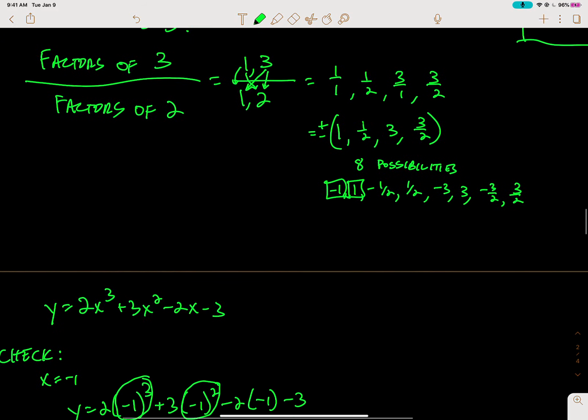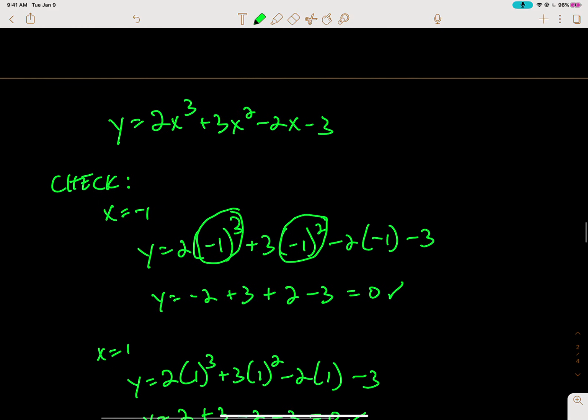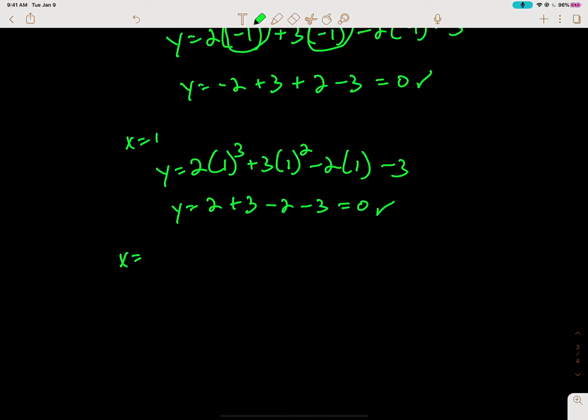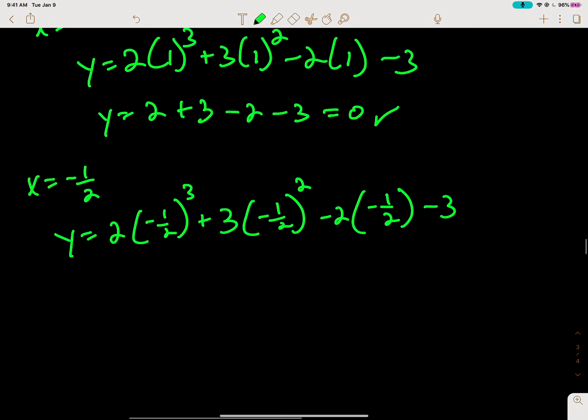Okay, so the next one that we'll try is -1/2 here. We'll just kind of go in order. X equals -1/2. So I get y equals 2 times -1/2 to the 3rd plus 3 times -1/2 squared minus 2 times -1/2 minus 3. All righty, some fraction work. -1/2 times -1/2 times -1/2 is -1/8.